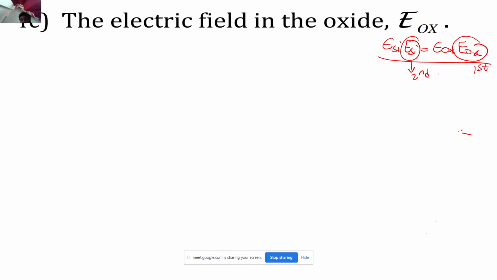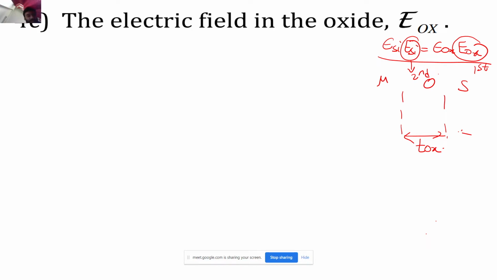So now let's say I have MOS that is present over here, and this is TOX, correct? Now I told you, I want to calculate the EOX first. So now how can I calculate it? So this is very clear.